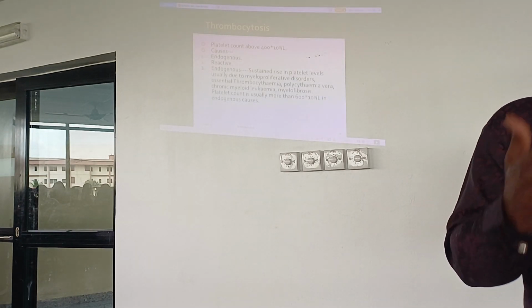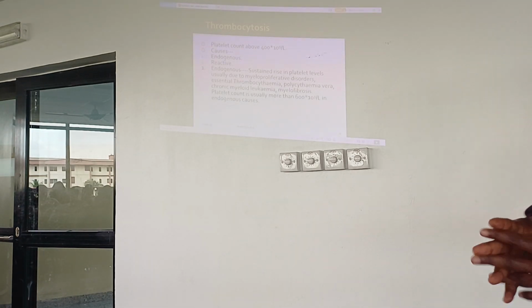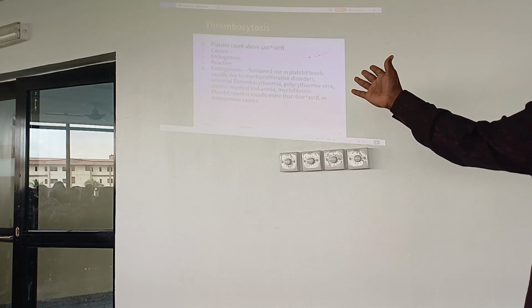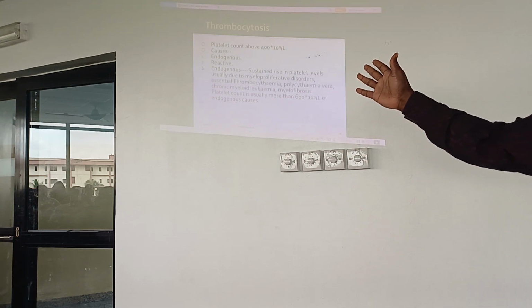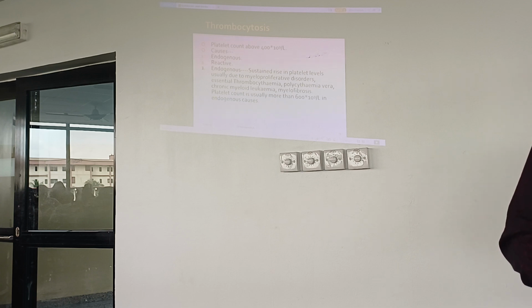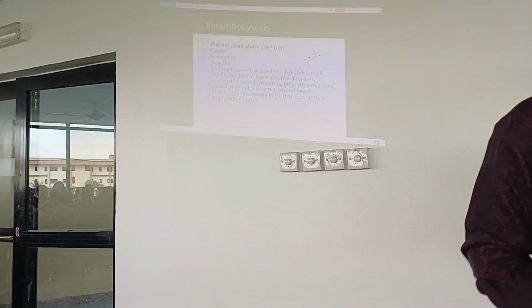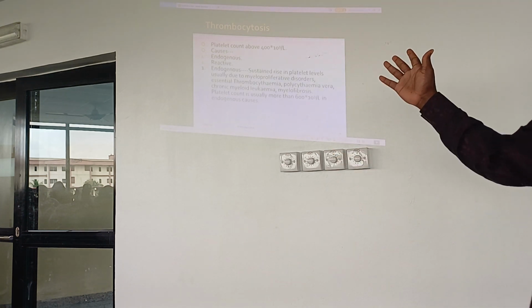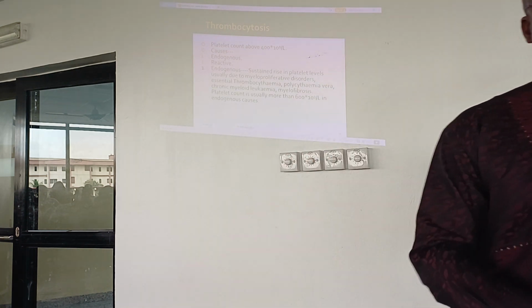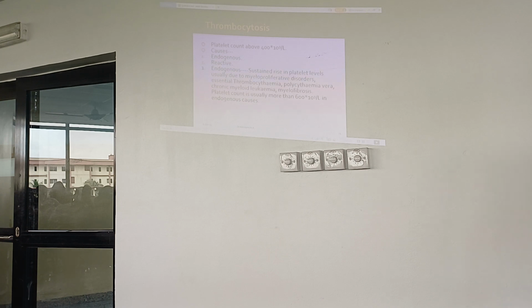But occasionally you could have reactive thrombocytosis. This condition can cause a sustained rise in platelet levels as high as 700,000, 800,000, 900,000, 1 million, all myeloproliferative disorders. So essential thrombocythemia is a component of myeloproliferative disorder.